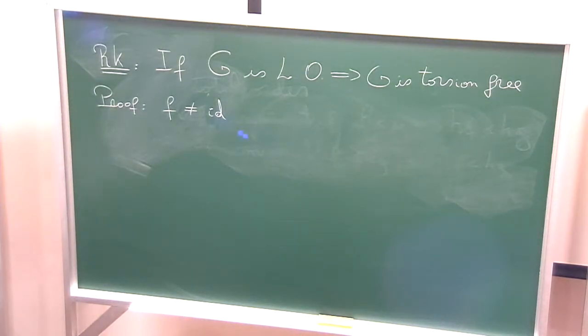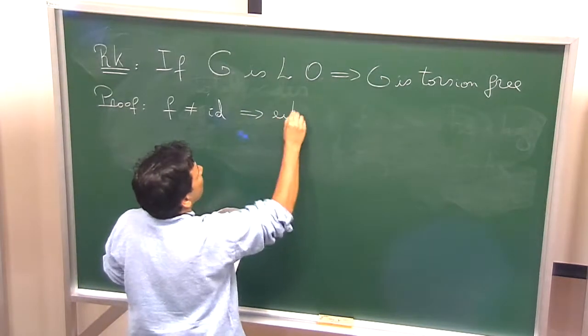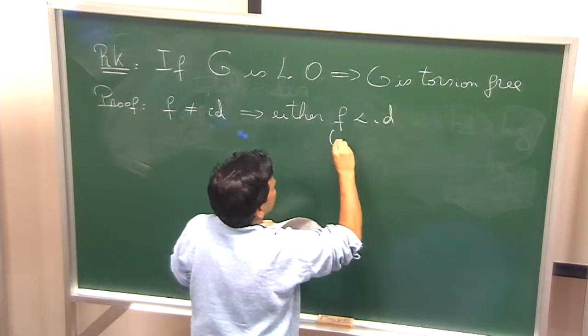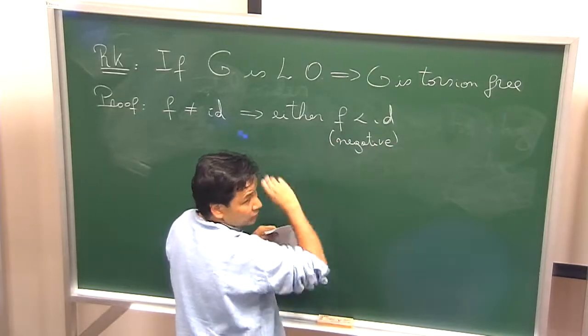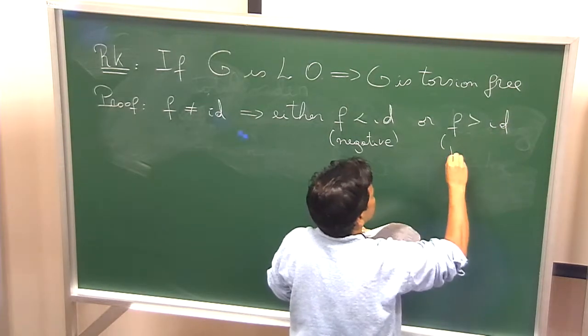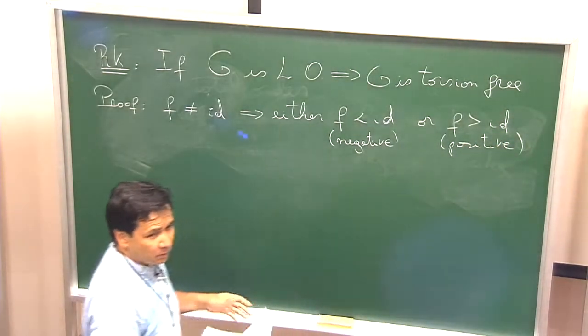So if you have an element which is different from the identity, then either it is positive, which means larger than the identity, or negative, which means smaller than the identity. So this is negative with respect to this order, or it is larger than the identity. And now you start playing with the inequality.